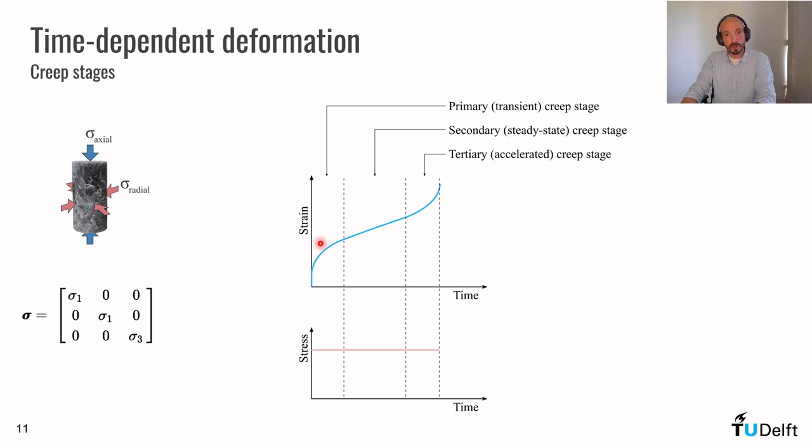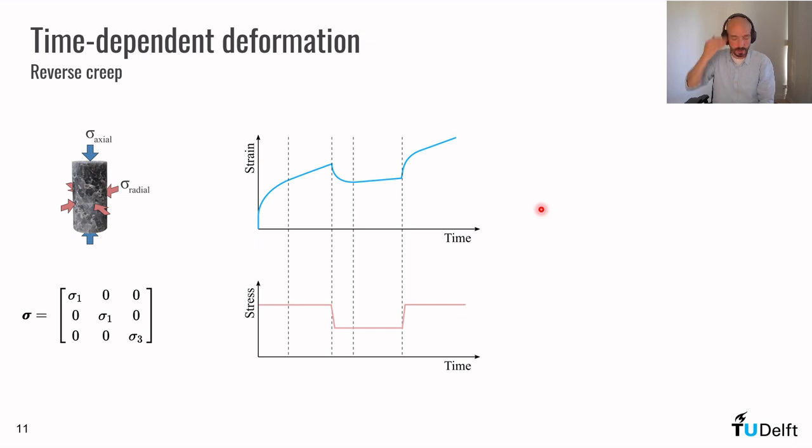So we have primary, secondary, and tertiary creep. But we have also another interesting phenomenon that occurs with salt, not just with salt, but other materials as well, which can be observed when we reduce the stress. So if we apply a constant stress, the material will present the transient creep and then steady state creep. If we reduce the stress, the material will respond like this. You see this curvature here, and then it stabilizes again at a constant rate, even though the stress is constant.